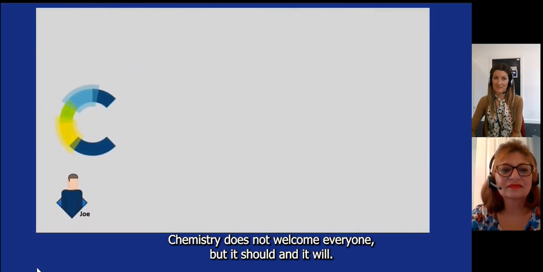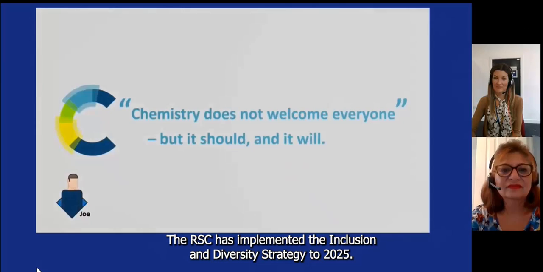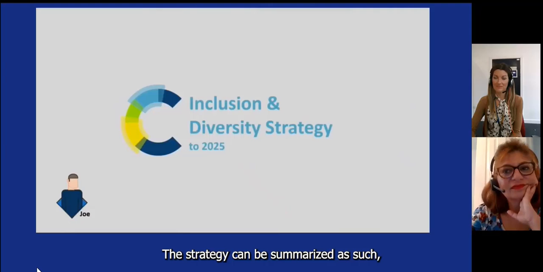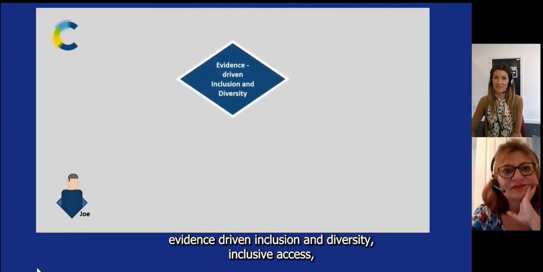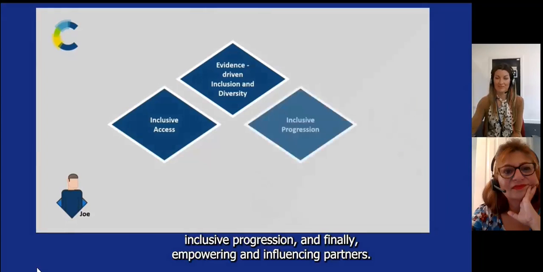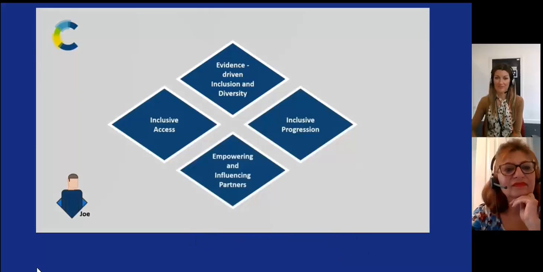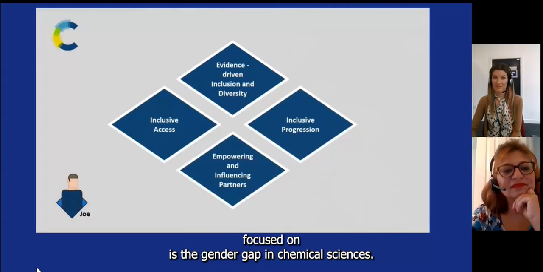Chemistry does not welcome everyone, but it should and it will. The RSC has implemented the Inclusion and Diversity Strategy to 2025. The strategy can be summarised as such: evidence-driven inclusion and diversity, inclusive access, inclusive progression, and finally empowering and influencing partners. One area in which the RSC is focused on is the gender gap in chemical sciences.